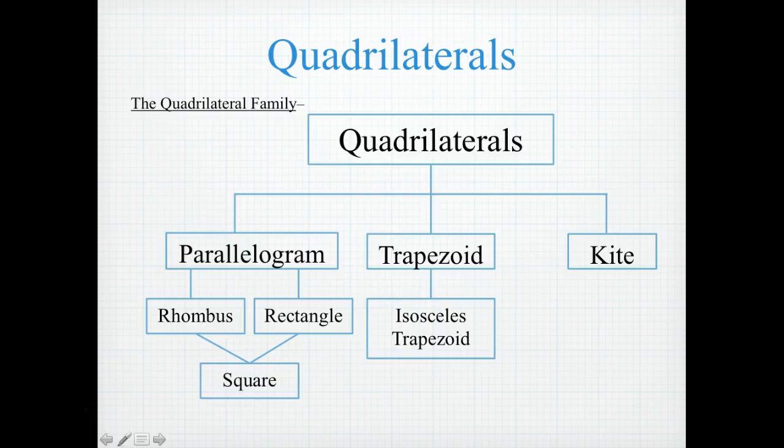With the trapezoid, we need to understand the difference between a regular trapezoid and an isosceles trapezoid, and we also have a kite. So parallelogram, trapezoid, and kite, and then the subsets rhombus, rectangle, and square are special types of parallelograms, and an isosceles trapezoid is a special type of trapezoid.